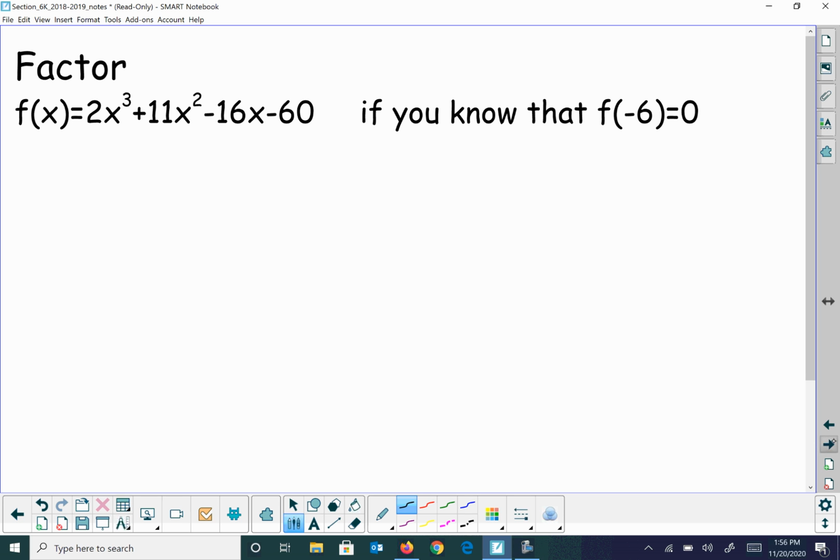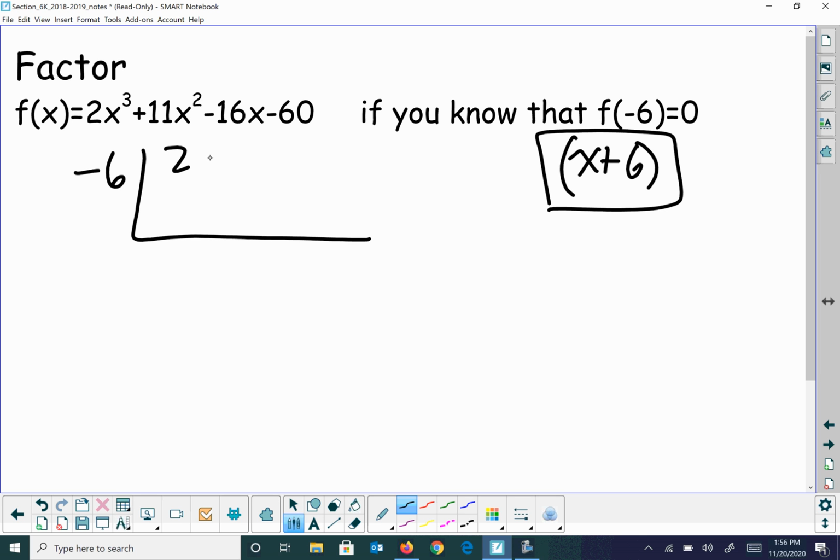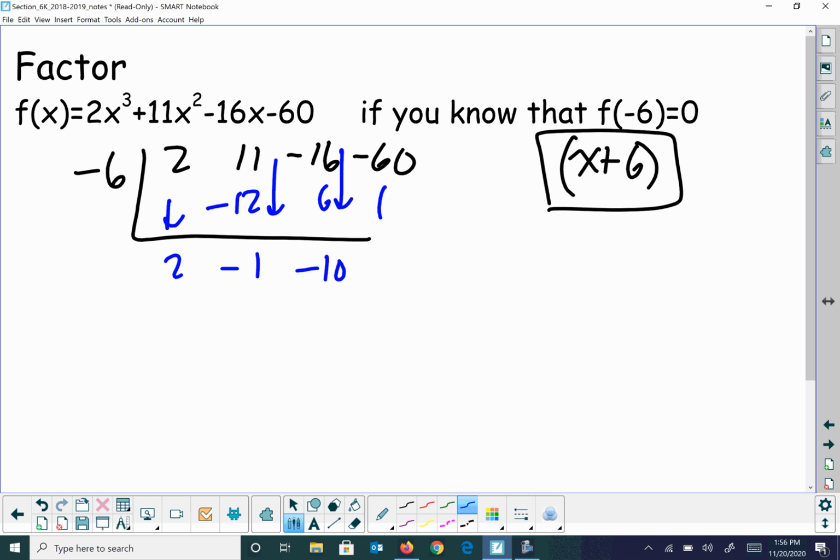So, all right. Again, this is going to tell me that x plus 6 works. That's going to be one of the factors. So I'm going to box that so I remember it. So I'm going to use synthetic division using the negative 6. Straight down, 2 times that's negative 12. Straight down with adding, that's going to give me negative 1. That's going to give me 6. Straight down, that's going to give me negative 10. That gives me positive 60, which gives me 0.